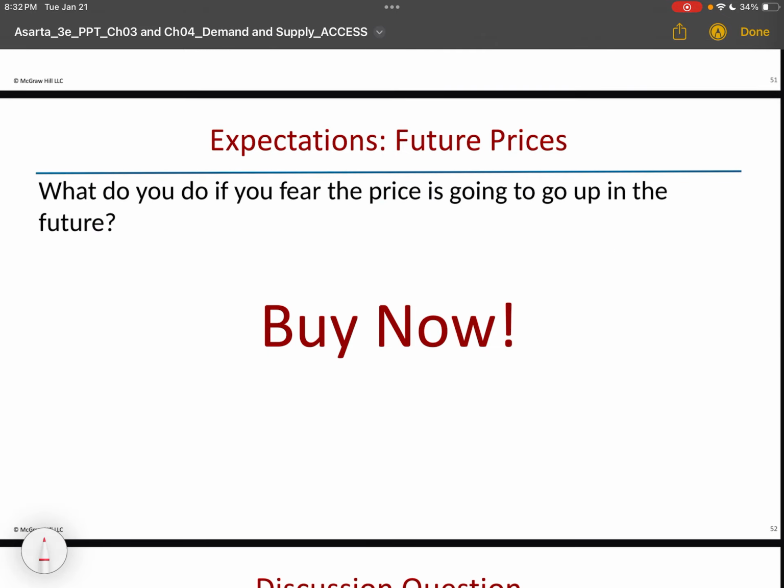Future prices. If you're worried future prices will go up, what do you do? You buy now. You increase your demand for the goods right now. So the demand curve should shift to the right. If you think prices will go up in the future, buy now.